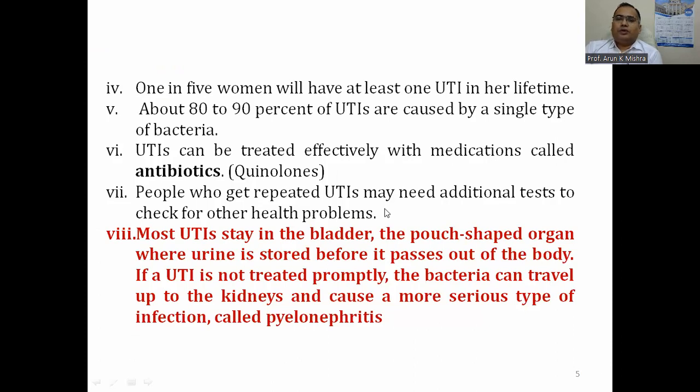One female out of 5 will generally have at least 1 UTI in her lifetime. About 80 to 90% of UTIs are caused by the bacteria I already mentioned, that is E. coli. So far as our syllabus of BP601T is concerned, urinary tract infections are to be treated with some antibiotics, particularly quinolones. People who get repeated UTIs may need some additional tests to check their health problems and conditions as well.